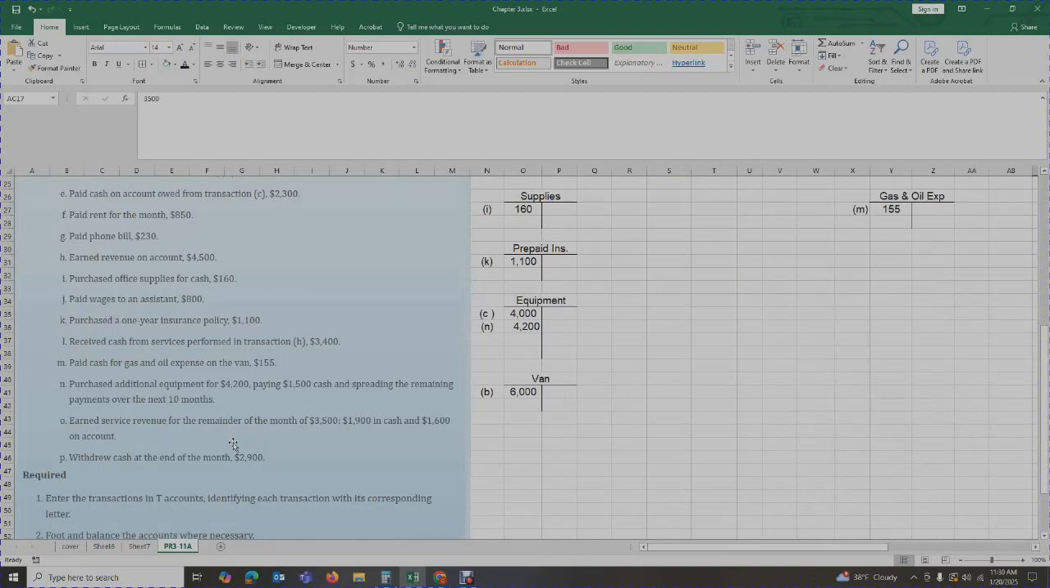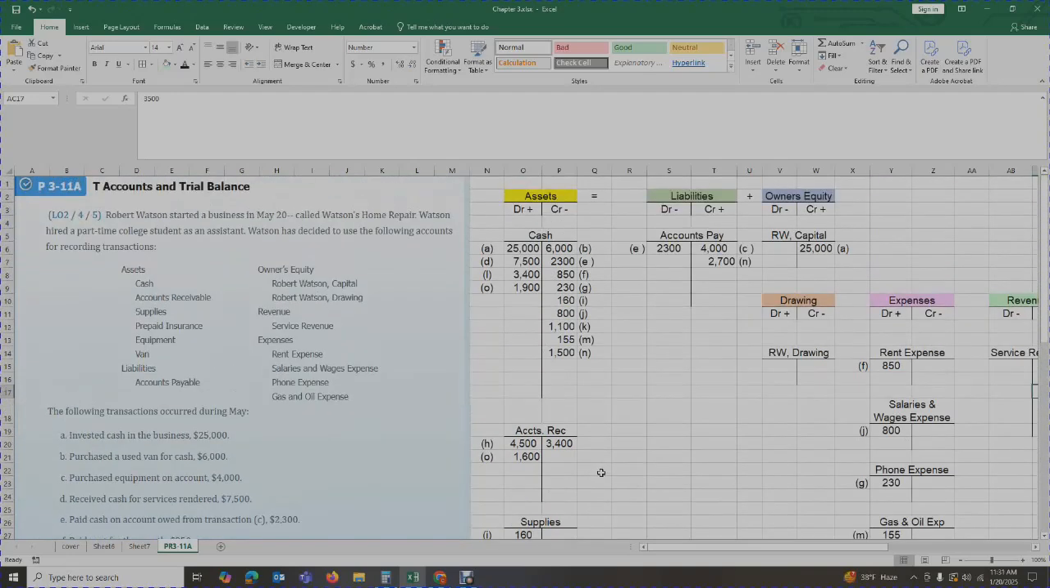Okay, last but not least, the owner did a withdrawal at the end of the month for $2,900. We've got an account called the drawing. This is where we keep track of the money that is withdrawn from the business by the business owner. So if we are making a withdrawal, we need to keep track of all of the withdrawals. The drawing will always be debited. Okay. In this case, the withdrawal was for $2,900. So the drawing account is going to accumulate, just like the expense accounts, the money taken out of the business by the owner.